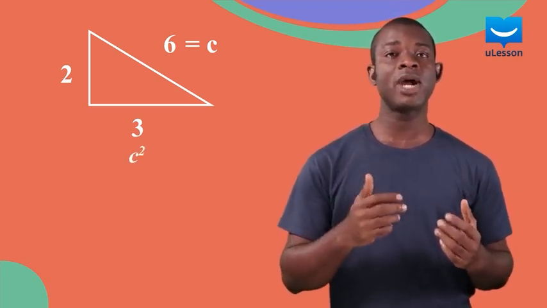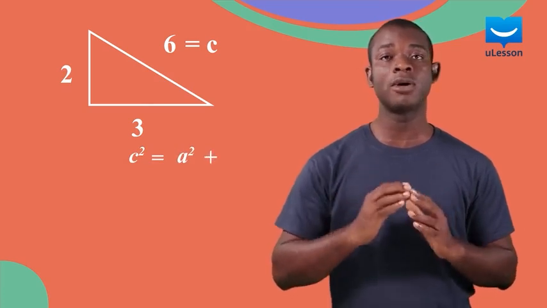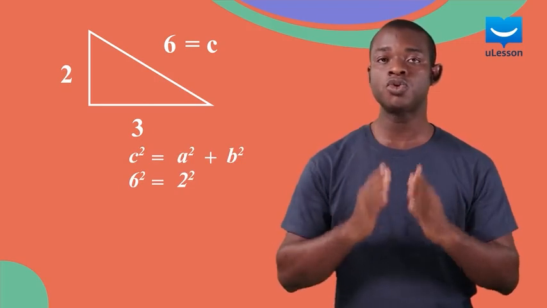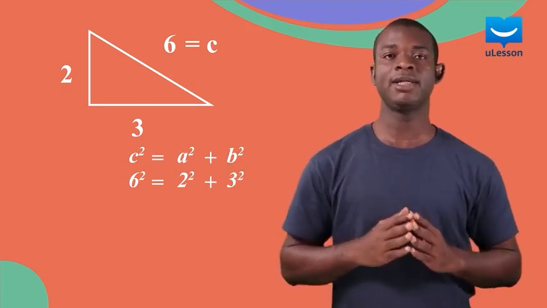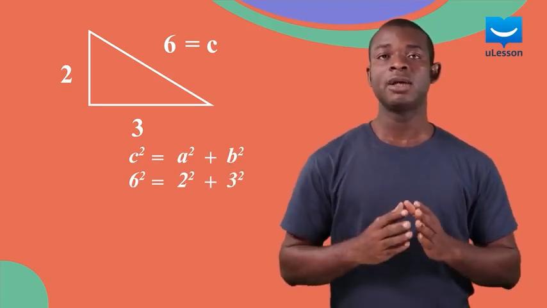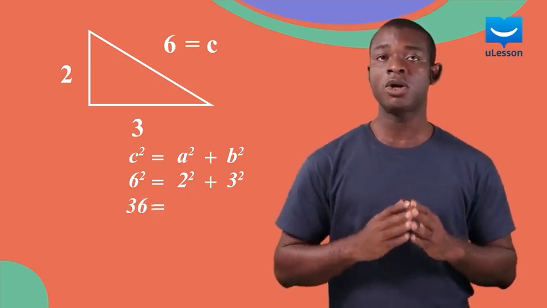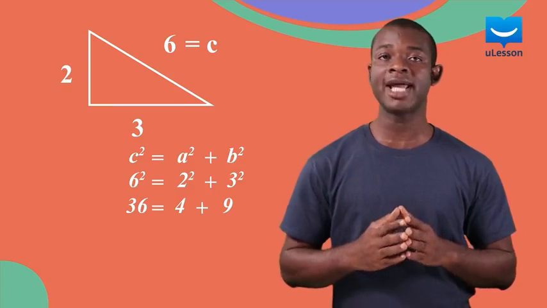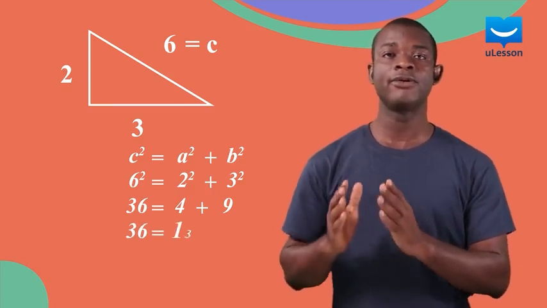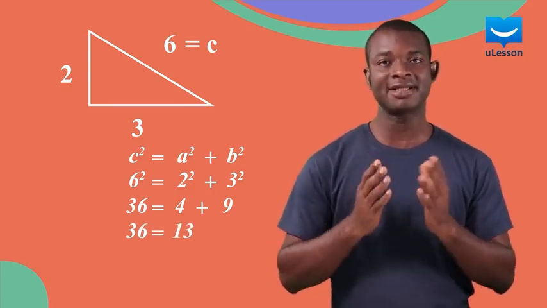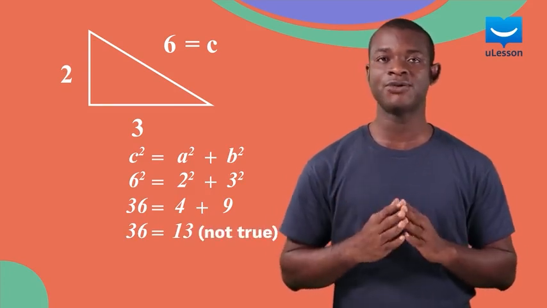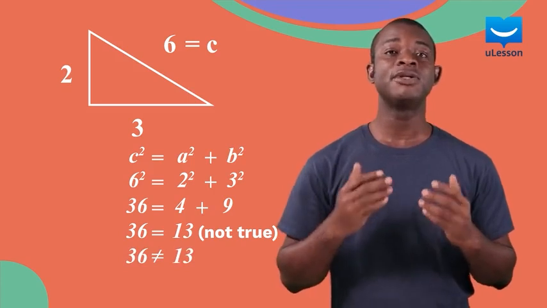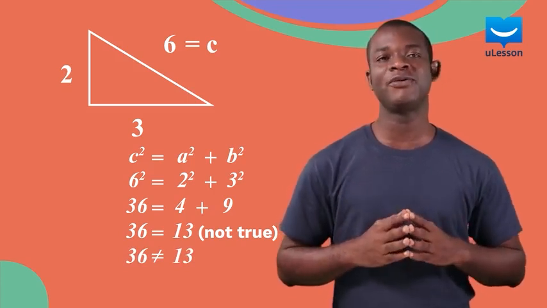So, c squared equal to a squared plus b squared becomes 6 squared equal to 2 squared plus 3 squared. Doing the squares, we get 36 equal to 4 plus 9. And going further, we get 36 equal to 13. This, as we can see, is obviously not true because 36 is not equal to 13. So the triangle is not a right angle triangle.